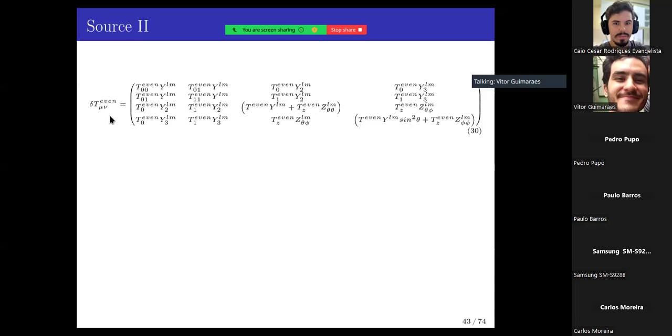If we didn't use the Regge-Wheeler gauge, the matrix for the H mu nu even, the even metric perturbation, would look exactly like this. We would substitute this by the appropriate version of the function, the H01, and so on and so forth. But the Regge-Wheeler gauge allowed us to set some of these elements equal to 0.